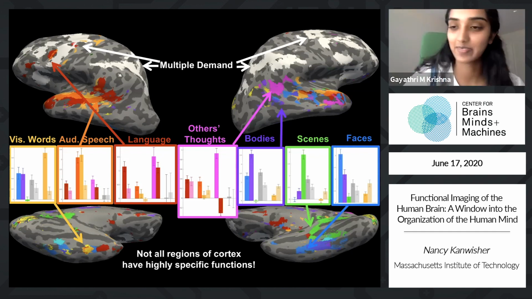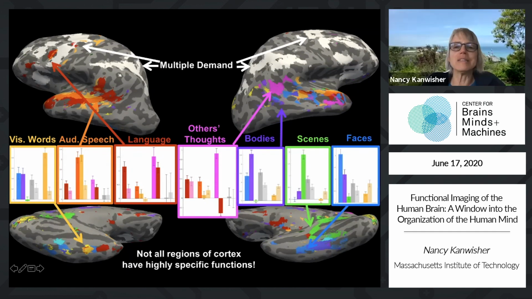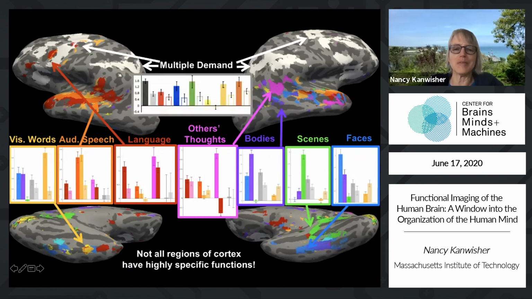Sure. So these multiple demand regions, they just turn on whenever you do anything difficult, unlike all the other regions that turn on only when you do one little thing. All right, so that's my whirlwind overview. Highly idiosyncratic, featuring lines of research I've been involved in and am a fan of.